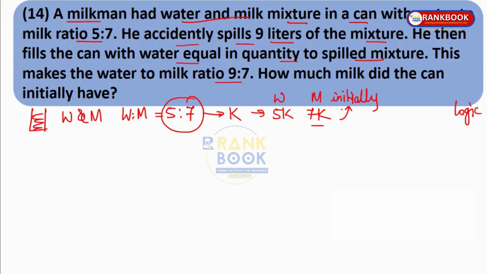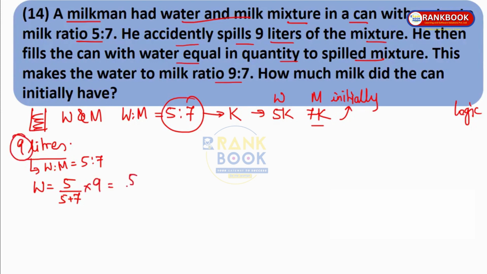Now what happens is that the milkman accidentally spilled 9 liters of the mixture. That means 9 liters of the mixture was removed. If 9 liters was removed, this 9 liters will also have the water to milk ratio of the original mixture, that is nothing but 5:7. So how much water is removed? It is simply given by 5 upon 5 plus 7 into 9, that is, how much water is there in this 9 liters. 5 upon 12 into 9 would be nothing but 3.75 liters. This much water is removed.